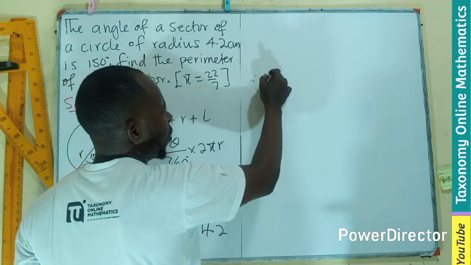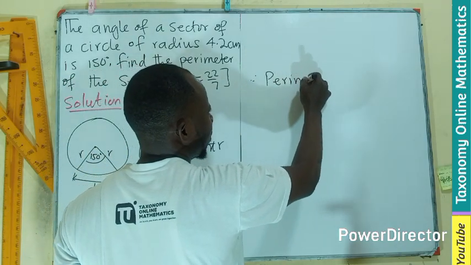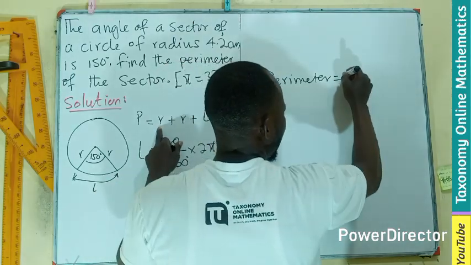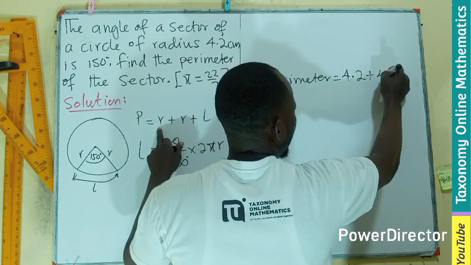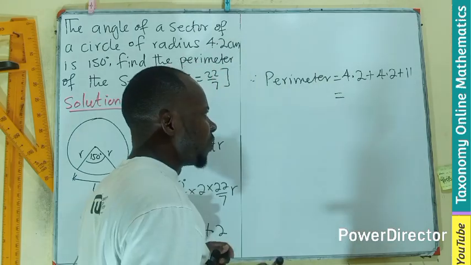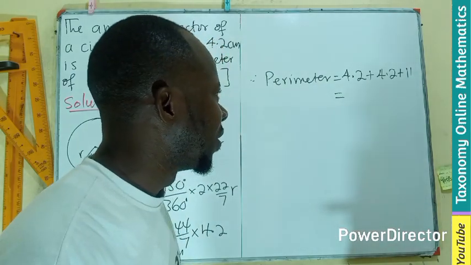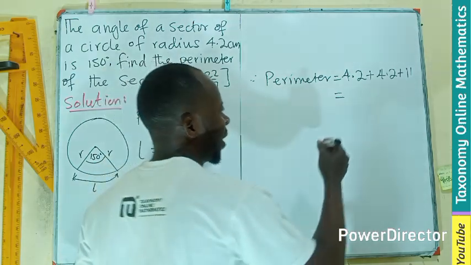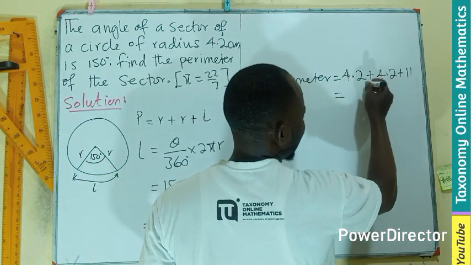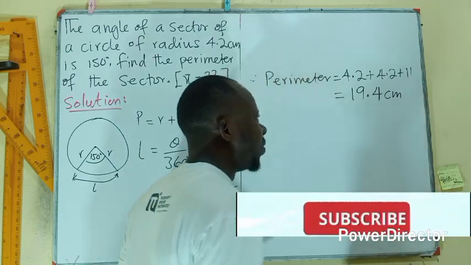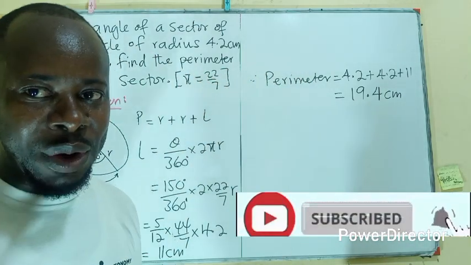So therefore, your perimeter will now be the radius, which is 4.2 plus 11. And 4.2 will be 8.4. That will give us 19.4, I guess. Right? So we have 19.4 centimeter. This is just one way of getting that.